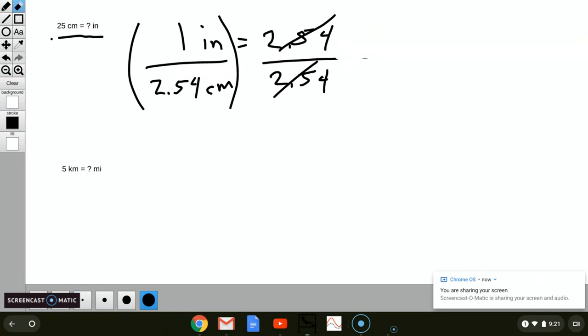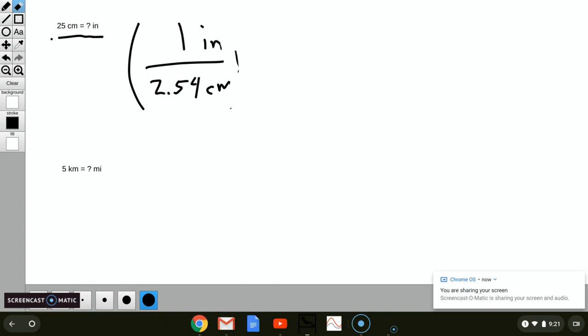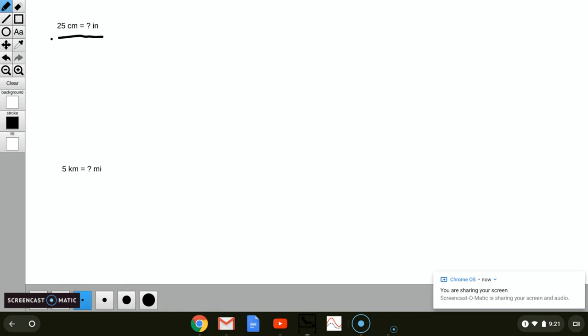So I'm going to erase all this, okay? And then I'm going to do this little problem here that I have set up. I'm going to actually end up doing both of them so that we can talk about this. All right, so here's the first one. We got 25 centimeters equals how many inches? Whenever you start this, start with the given. The given is whatever quantity they give you.